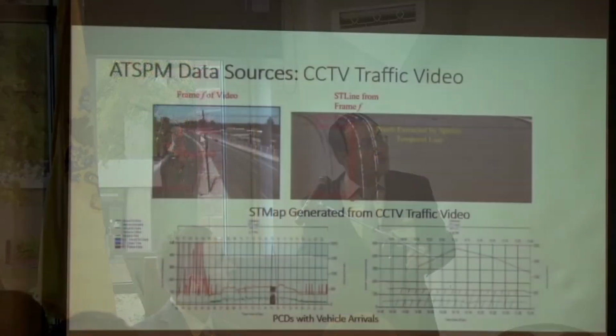The challenge with Autoscope data is that it's a stop bar detector. So once vehicles get into the red phase, you will see no activation whatsoever. But part of the purpose of ATSPM is to look at arrival on red, arrival on green, and look at the progression. So what we did is go back and look at some of the research we did with the CCTV traffic camera.